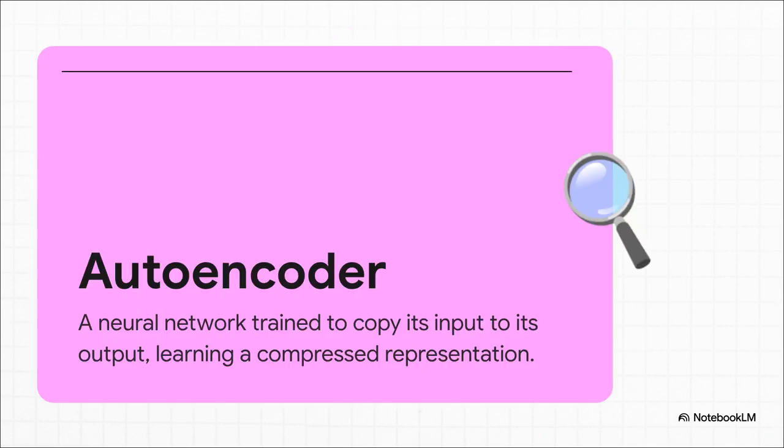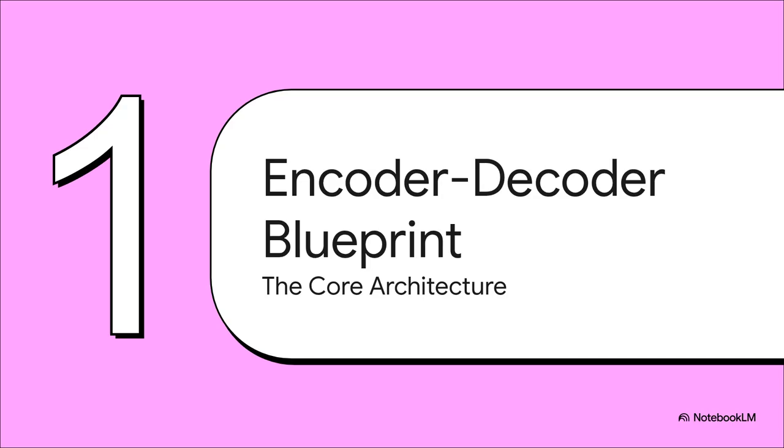At its heart, an autoencoder is trained on a task that sounds almost useless. Its job is to copy its input to its output. That's it. But here's the catch. We deliberately build it so it can't copy perfectly. And that constraint, that little bottleneck, is what forces it to learn something incredibly useful about the data's structure along the way. So to really get how this works, we need to look at the basic architecture that pretty much all autoencoders share. And it's a beautifully simple two-part system.